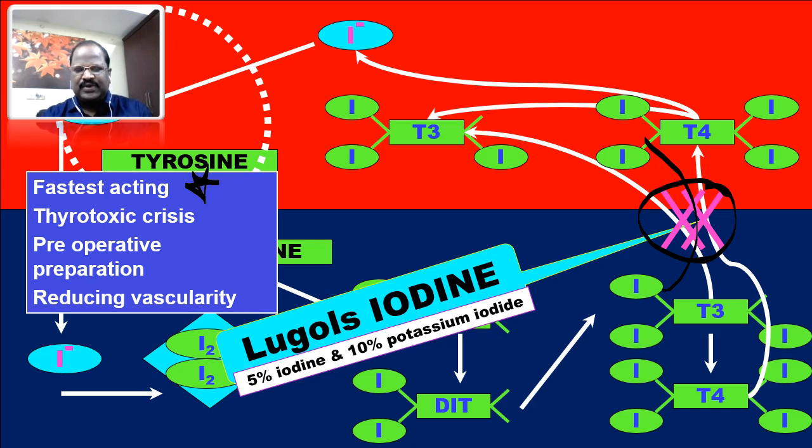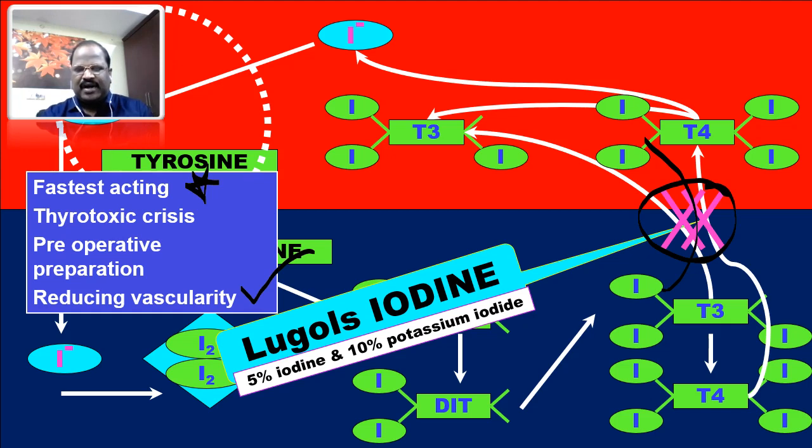Lugol's iodine has some more advantages in the sense that it reduces the vascularity of the thyroid gland, making it more firm in nature. All these properties are very useful for pre-operative preparation of the thyroid gland, thereby reducing bleeding during the operation. So one of the advantages of Lugol's iodine is that it is useful for pre-operative preparation.